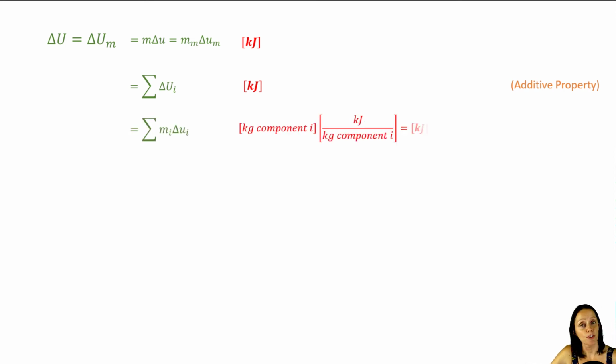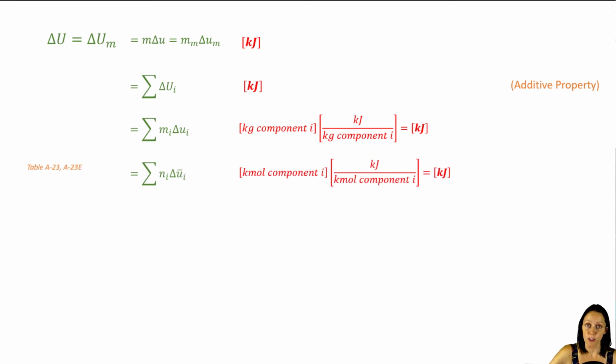So delta big U is equal to mass times delta little u. You know that, so this is just referring to the mixture. It's equal to delta big U for each individual component, so it's what we call an additive property. I can also put this in terms of m delta little u for each of the individual components, and you'll notice how the units still work out to kilojoules.